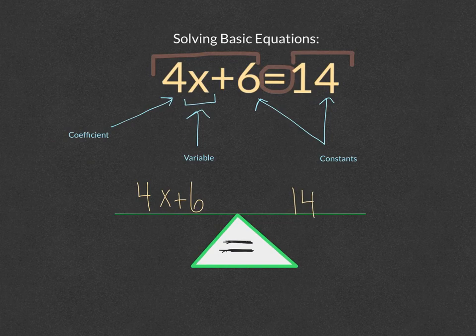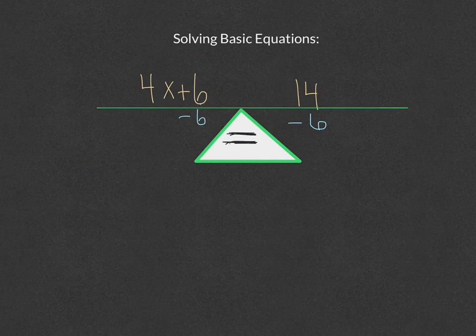So the first thing you want to do is deal with this plus 6. So on our scale, here we want to subtract 6. But if we're just to subtract 6 on the left side, our scale wouldn't be balanced anymore. So we want to balance the scale, so we need to subtract 6 on the right side as well. So by subtracting 6, we end up with 4x on this side of the scale and 8 on this side of the scale.